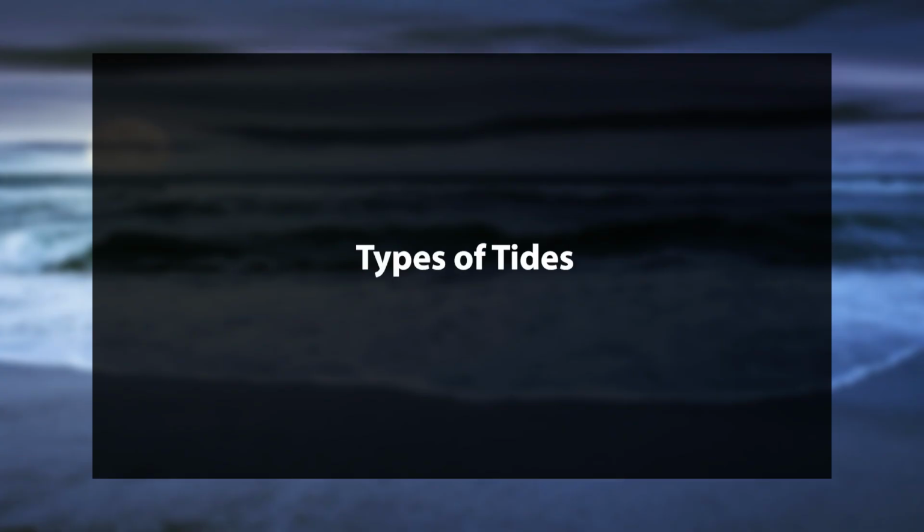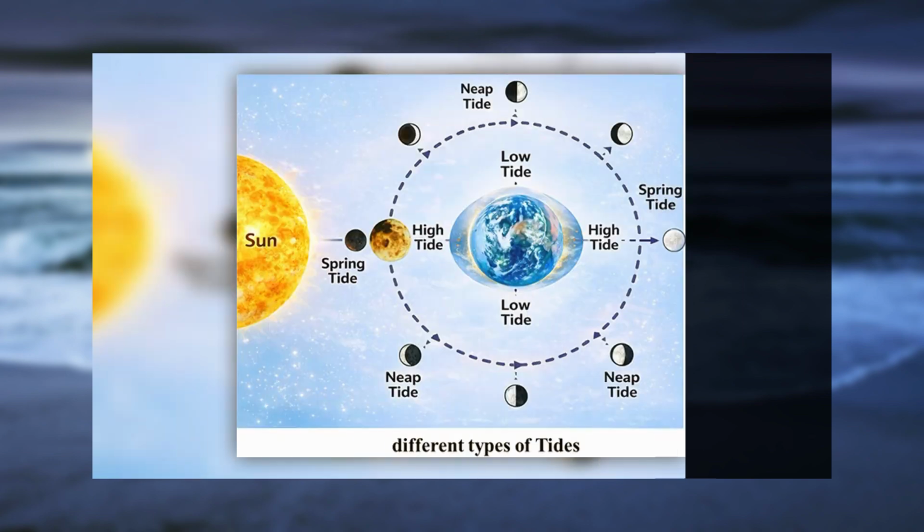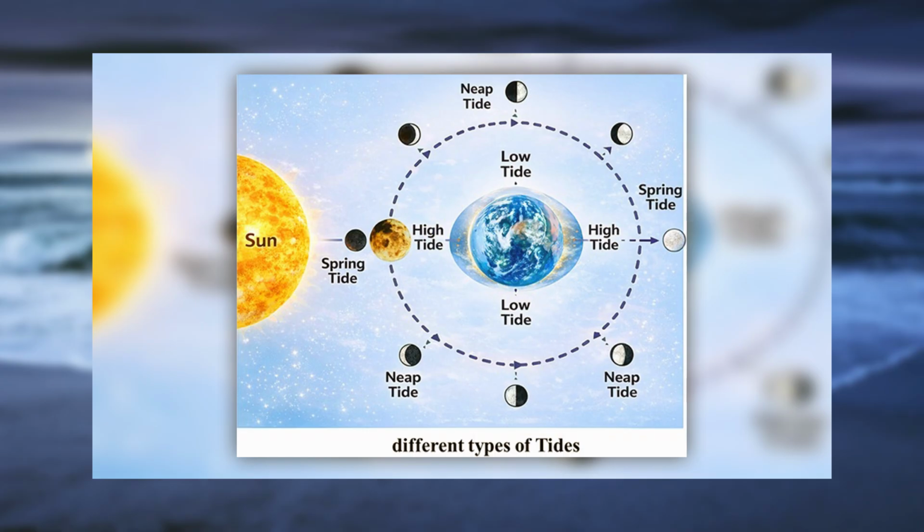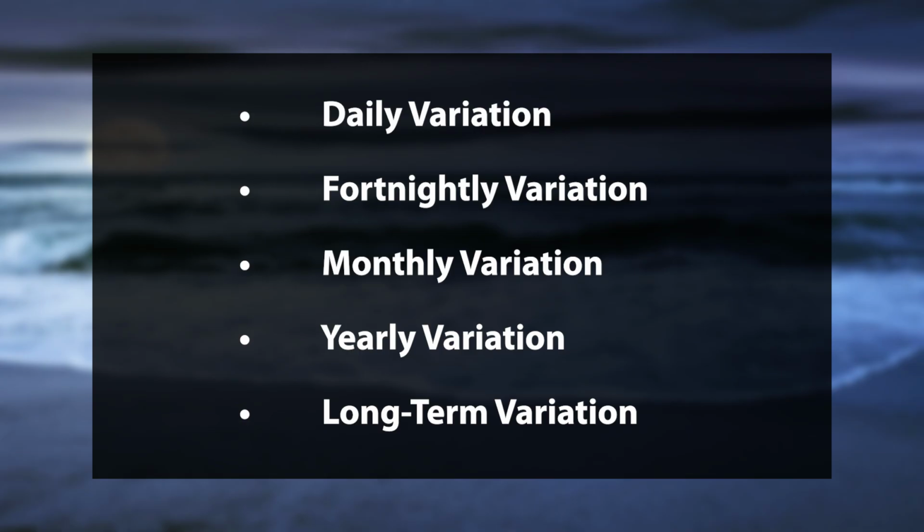Now, we will discuss the types of tides. Effects of rotation, revolution and declination of Earth, Sun and Moon produce short-term and long-term variations in tides. Let us now get familiar with these variations and resultant tides. They are daily variations, fortnightly variations, monthly variations, yearly variations and long-term variations. Now, let us discuss them one by one.